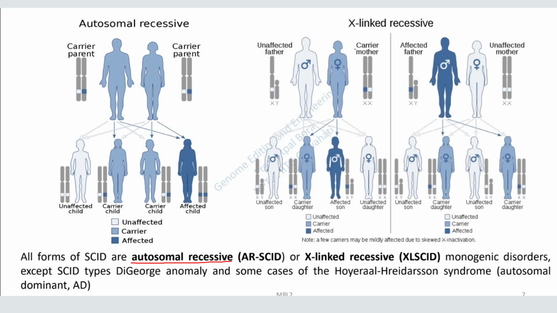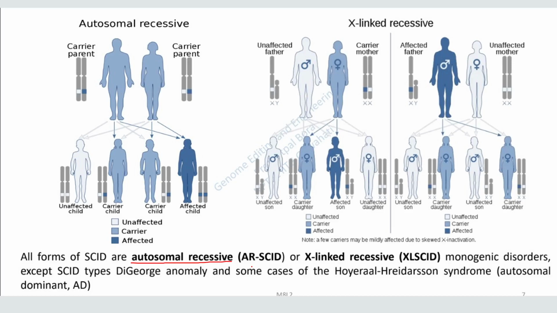In the case of X-linked recessive, it also affects the male. If the mother is a carrier, then it affects the male child, and if the father is a carrier, then it affects the female child, that is their daughter, but in carrier form, not completely affected. If the mother is the carrier, then it can affect the male, one out of four, and that is a diseased patient. So this is the pedigree analysis of SCIDs in two types, autosomal recessive and X-linked recessive.